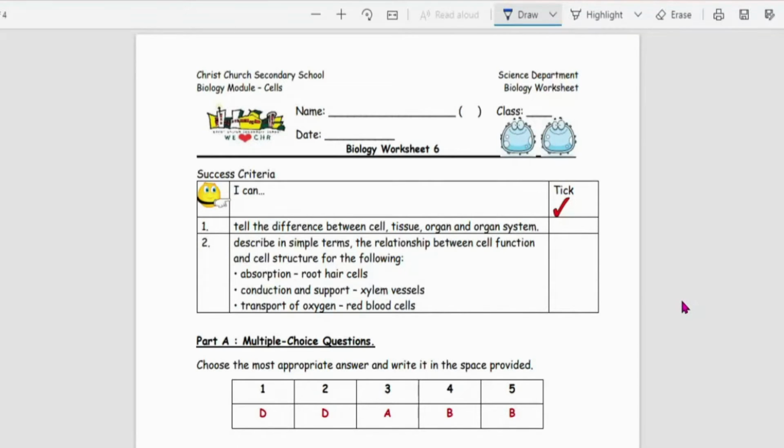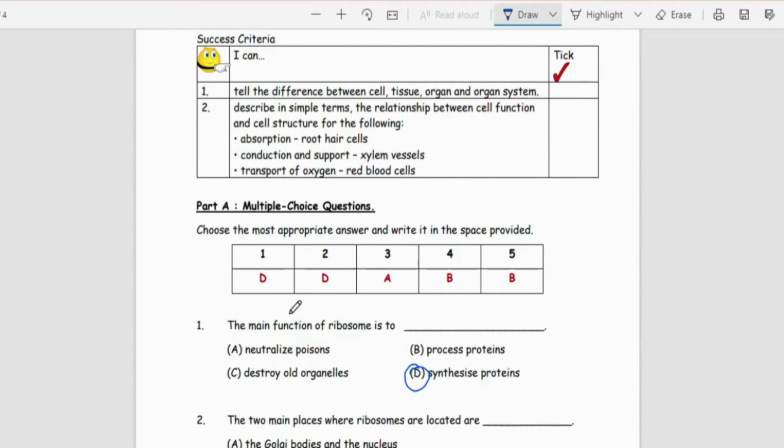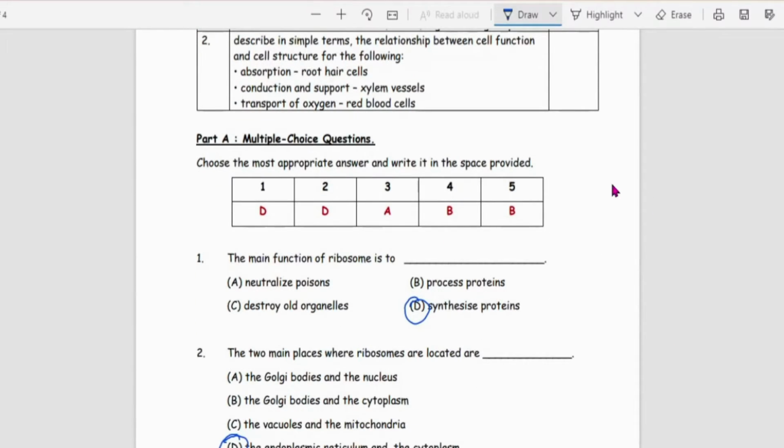Okay, now let's go on to the last worksheet for cells. Biology worksheet 6 for cells. The answers are all here, but let me go through the questions itself. The main function of ribosome, we do know it is to synthesize proteins. Not to process them, they are actually the one making them. They do not process the proteins.